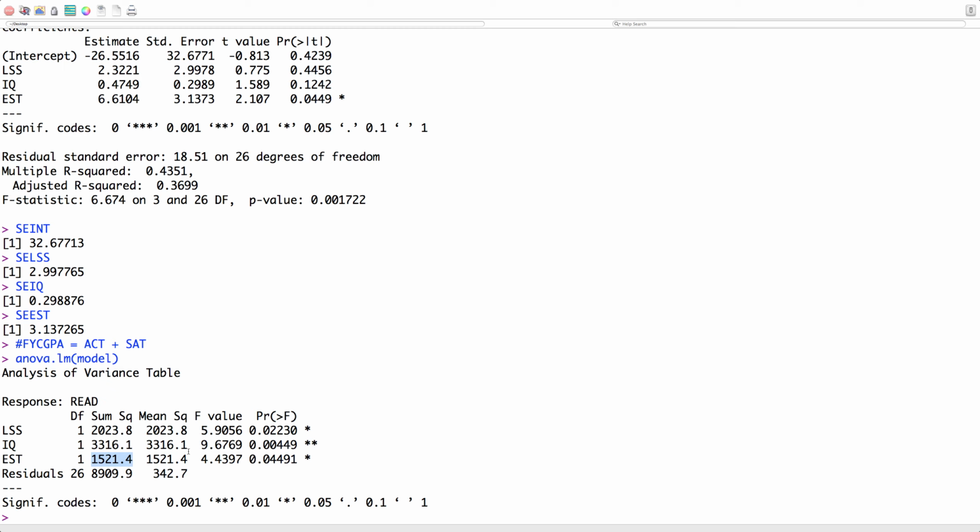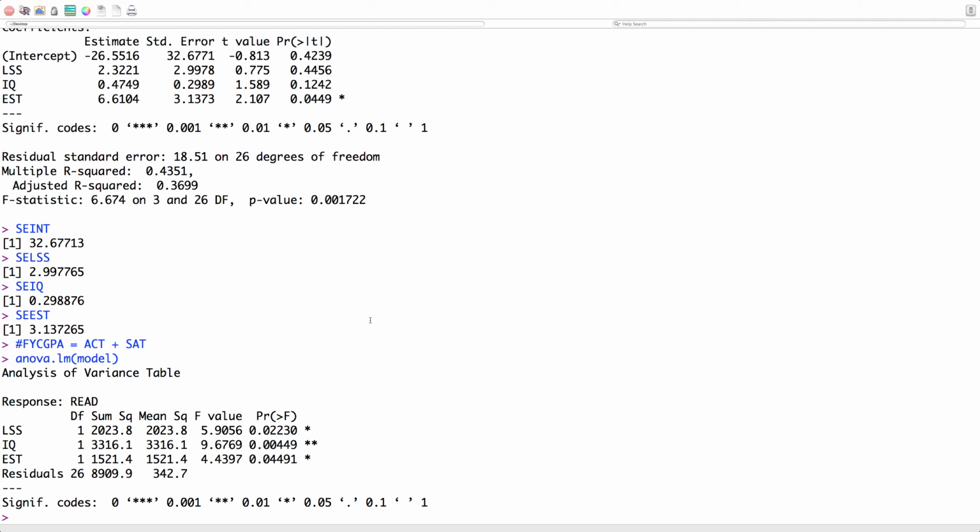Now is when the fun starts. What they do here is they create what's called a sequential partition of the sum of squares. And when you look at the p-values, you're going to see statistical significance, statistical significance, statistical significance. Yet up here, you're going to see not statistically significant, not statistically significant, and statistically significant.